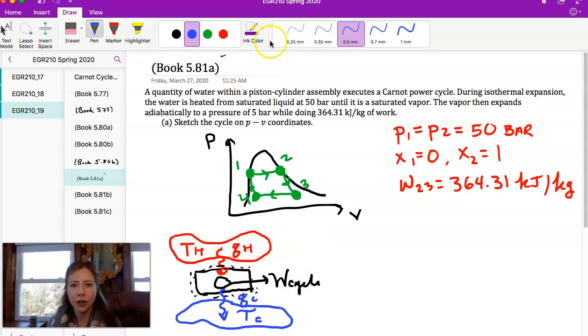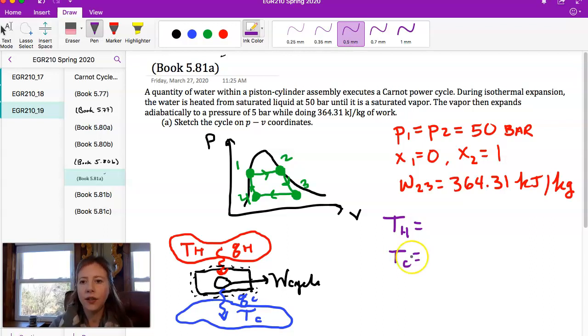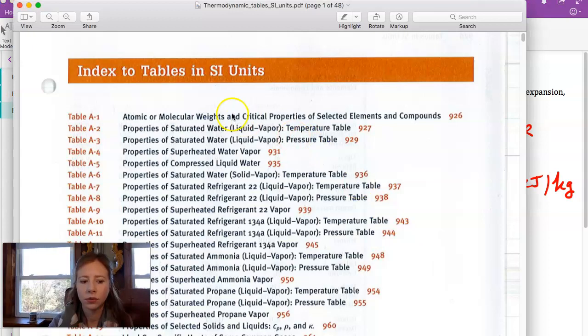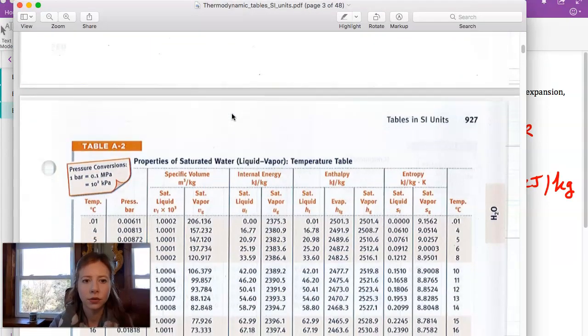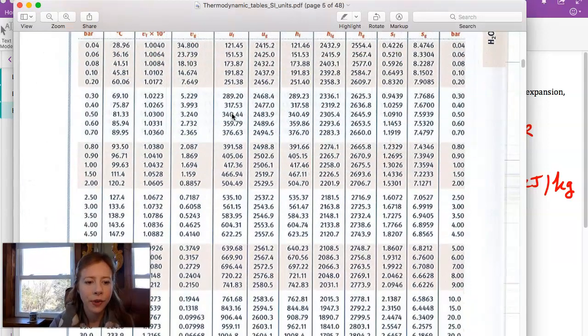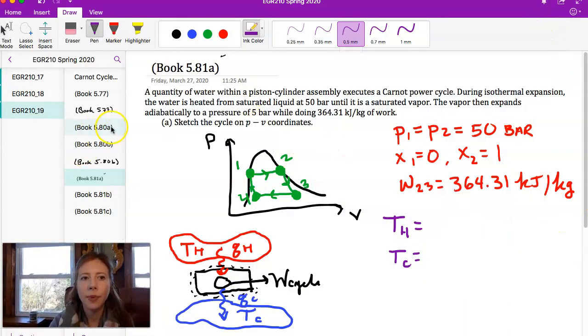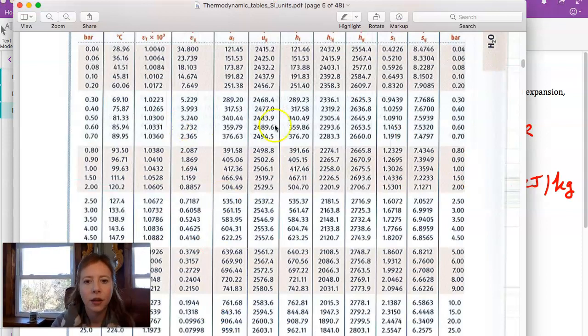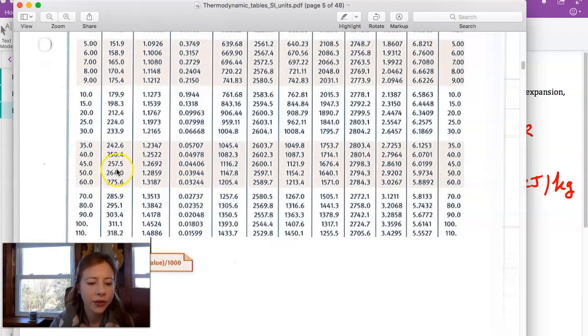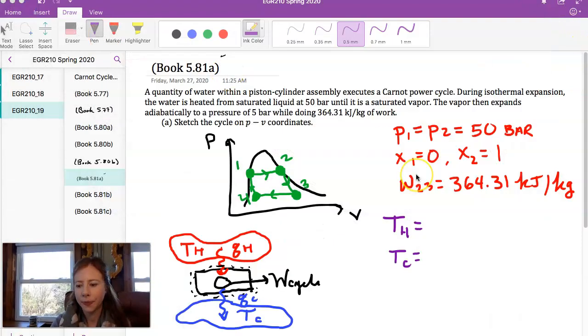So a couple things we can look up right away are going to be our TH and our TC. So remember, since we're dealing with water, we can use the tables. We'll use the steam tables. So we can find TH and TC. So let us just open up table A3 since we are given pressure. Okay, so we're given pressure for P1 and P2 are going to be 50 bar. And so this is going to be our higher temperature. So let's look that one up. So at 50 bar, the temperature associated with that is 264 degrees Celsius. So let's write that down.